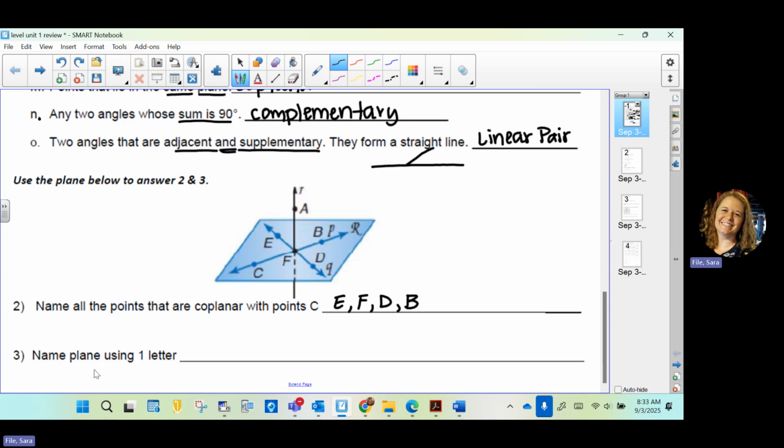Now it says to name the plane using one letter. I just said it, plane R, because it's the capital cursive letter that names the plane. So you say the word plane, and then the capital cursive letter.